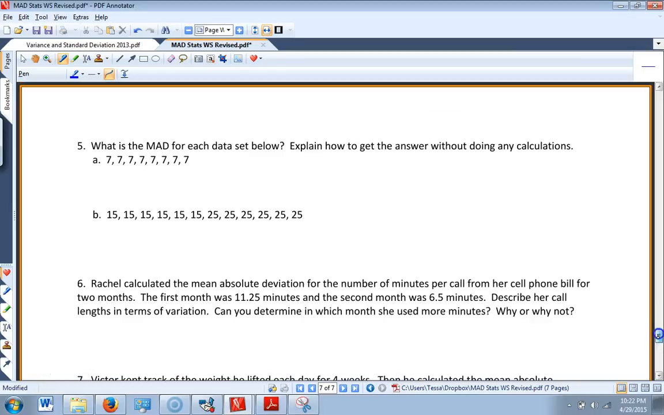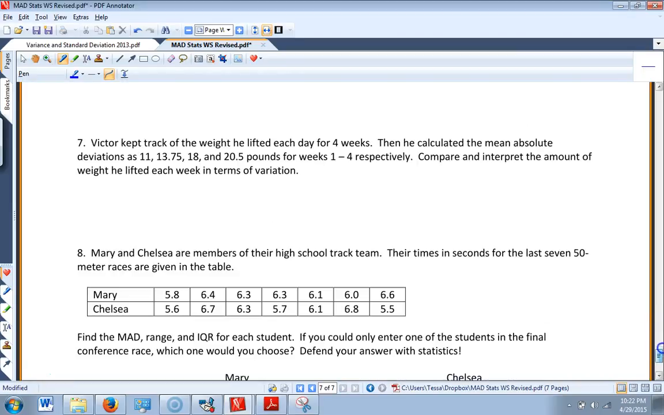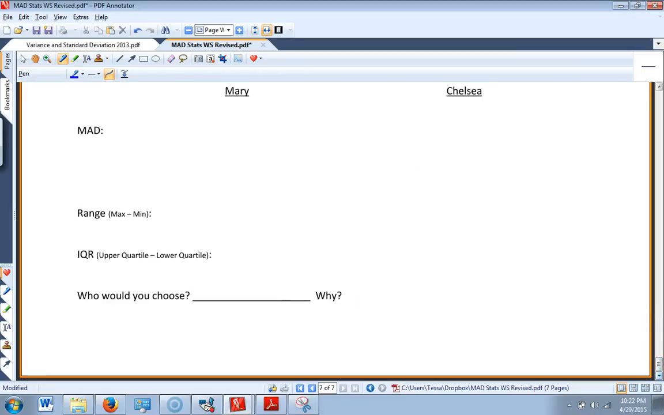Okay, so there are lots of practice problems on there. Tonight I want you to go and practice those, and we're going to ignore that for now. We're going to go over standard deviation and variance here in a second, but I want you to practice the mean absolute deviation and standard deviation tonight for homework so you can ask questions tomorrow when I come to school, okay?